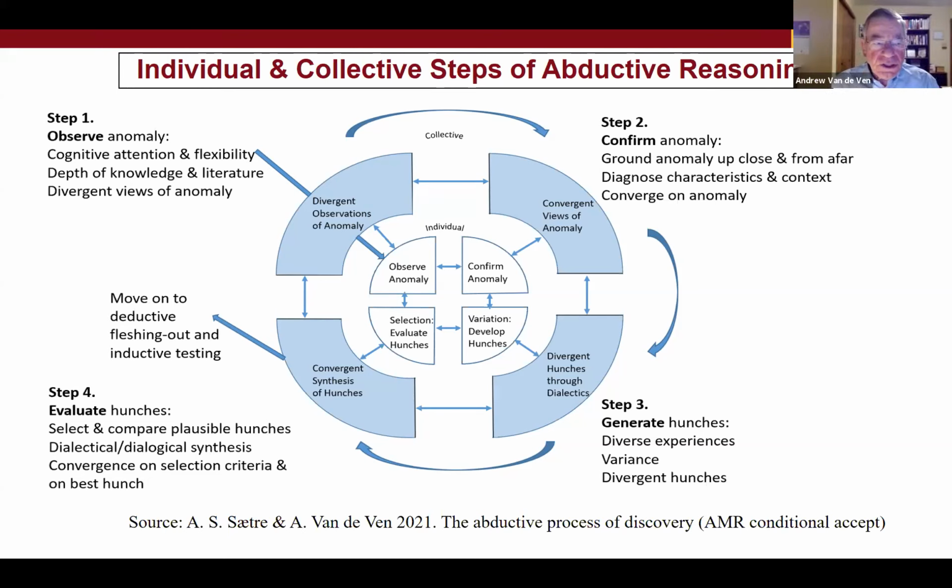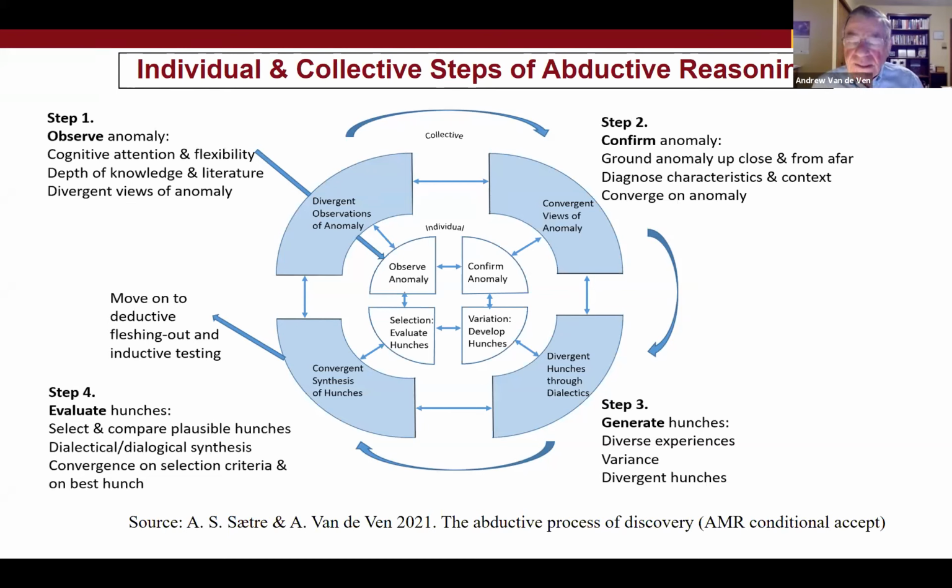Notice as you go from step 1 to step 2 to step 3 to step 4, the relationship between individual behavior and the collective group behavior grows from divergence to convergence to divergence to convergence. And the process goes from individual in step 1 primarily, but becomes more and more collective as you go to step 2, 3, and 4.